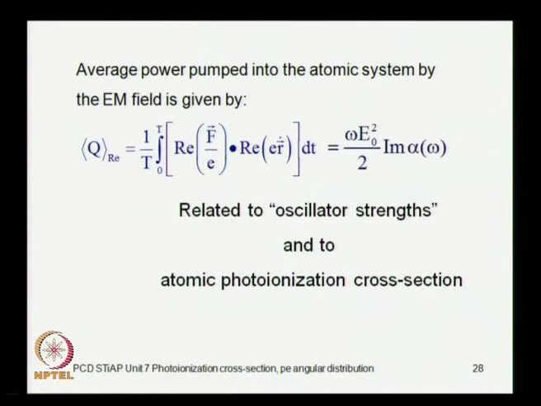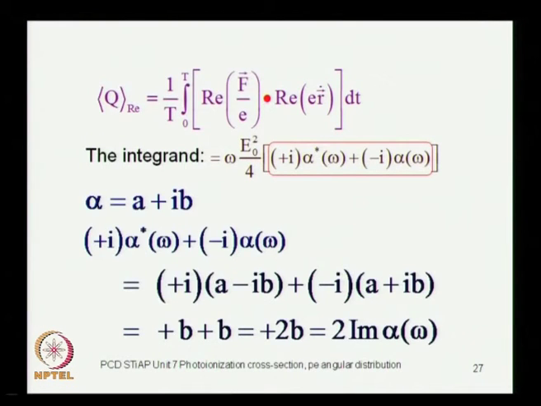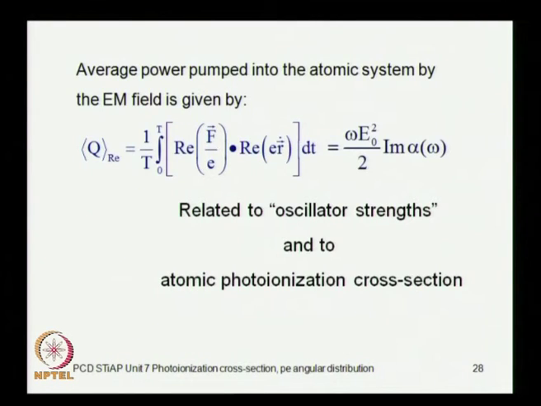omega E0 square by 2. You remember where this omega E0 square by 2 is coming from, it is coming from here. Okay, this is omega E0 square by 4, but then there is a twice imaginary part of alpha. So, this 2 and this 1 over 4 is what gives you the 1 over 2. So, omega E0 square by 2 is what you get, times the imaginary part of the complex atomic polarizability.